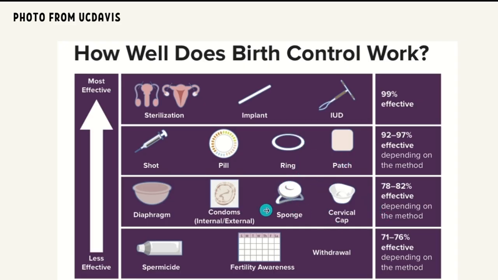So you have the cervical cap, the sponge, then the condom, that one is external, and then you have the diaphragm, which I think would go inside of the vagina. And then at 92 to 97% effective, you have the patch, the ring, the pill, and you also have the shot. Then at 99% effective, you have sterilization. Basically, this would mean that they tie their tubes, or they have an implant, or you get an IUD. But an implant is what they put in the arm, I think. I don't necessarily remember.